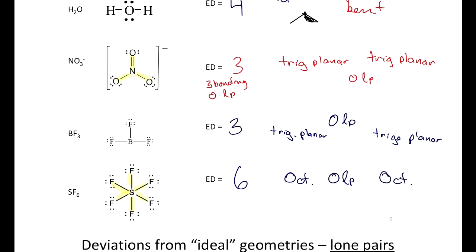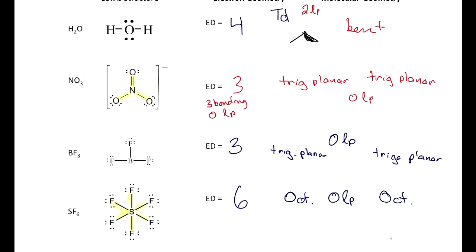So that's how we navigate using those tables. We want to consider where our bonds are, where our lone pairs are, and how those fit together in terms of electron and molecular geometries. So there are our electron shapes, and our molecule shapes.